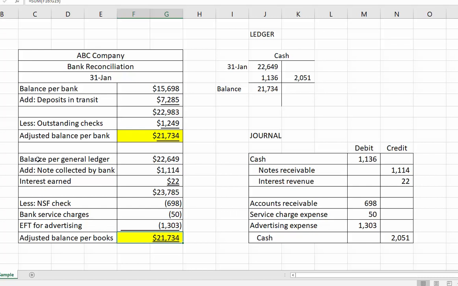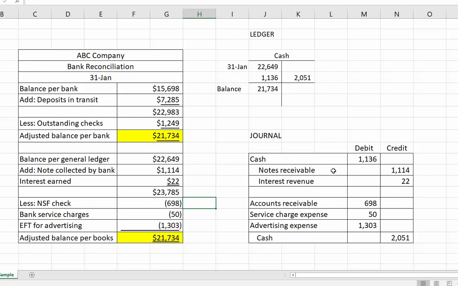So what do we need to do? Any of these adjustments are going to require journal entries, and that's what we have here. Let's look at our first journal entry. We increased our cash, or debited it. Remember, cash is an asset, so we increase assets by debiting them. We increased our cash by 1136, which is the total of these two numbers. So that's a debit to cash.